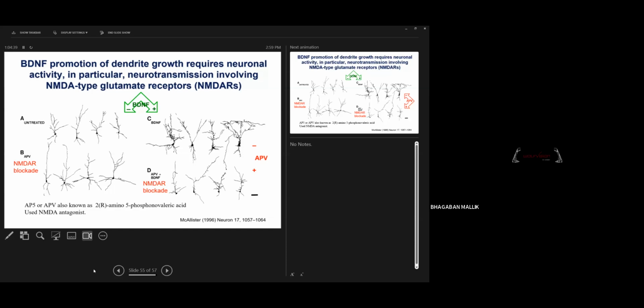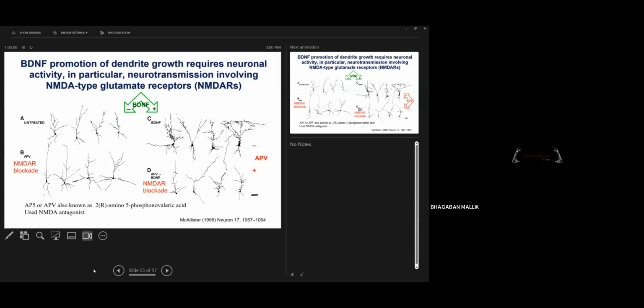Here they have blocked this. Here minus BDNF, and on this side plus BDNF. So here you are not using any BDNF, okay, only the control. And here in the control, they have blocked this NMDA receptor by using this drug, the APV drug. You see more or less similar neuronal growth. But when they added BDNF, here in the untreated, when you do not have the APV, you see after addition of BDNF, you have a large amount of neuronal growth.